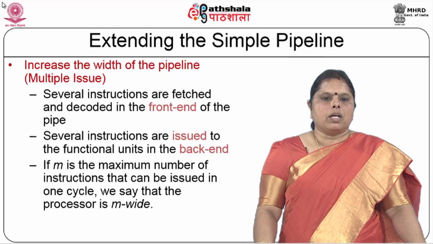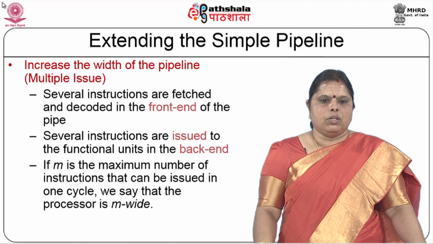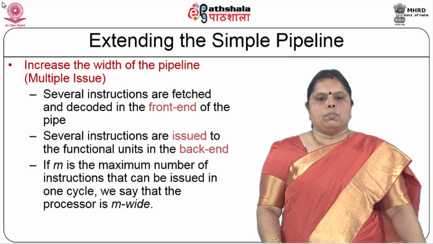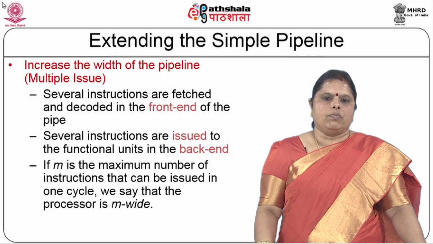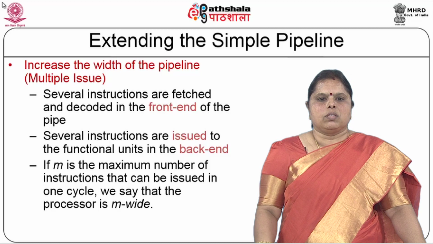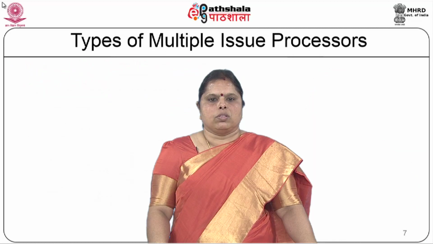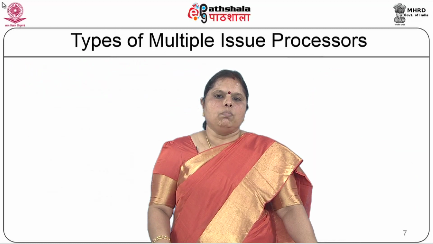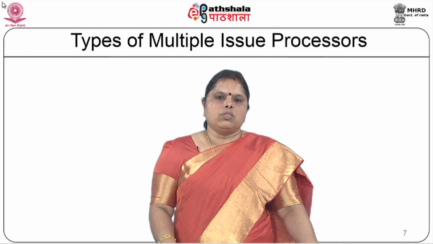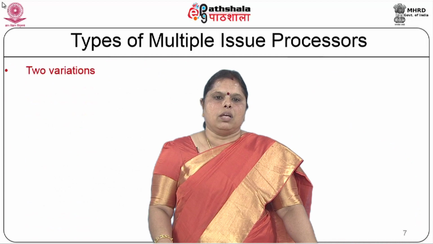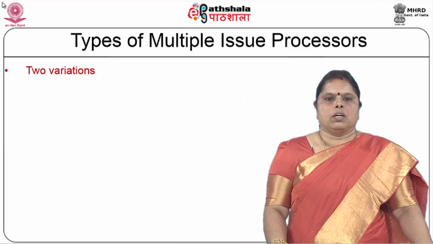So, if M is the maximum number of instructions that can be issued in one clock cycle, then we normally say the processor is M issue wide. So, if you have 4 instructions issued every clock cycle, then the processor is called a 4 issue processor. So, that is what is called a multiple issue processor. Instead of issuing a single instruction every clock cycle, we issue multiple instructions every clock cycle.